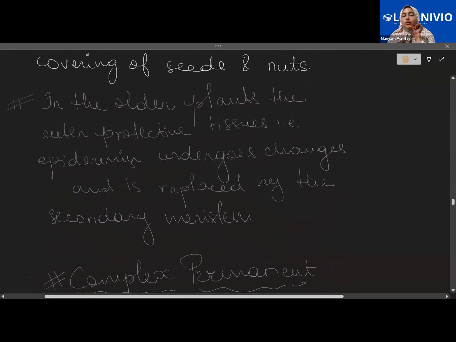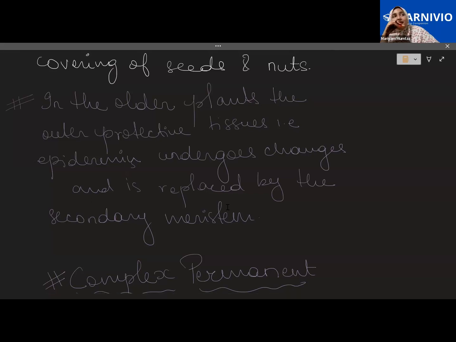Now, in the older plants, the outer protective tissue, that is the epidermis, undergoes changes and gets replaced by the secondary meristem. Meaning, initially the primary meristem is there. Later on, when the plant grows, the later formed meristem is known as the secondary meristem.